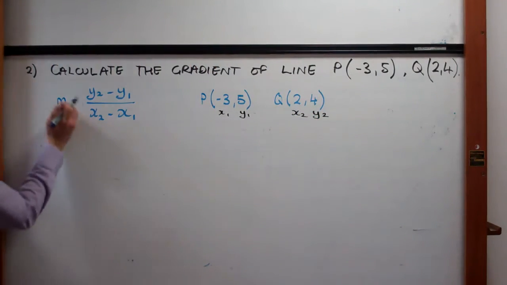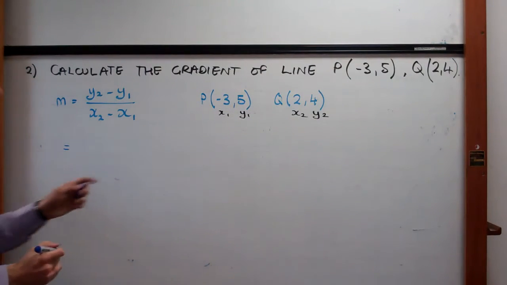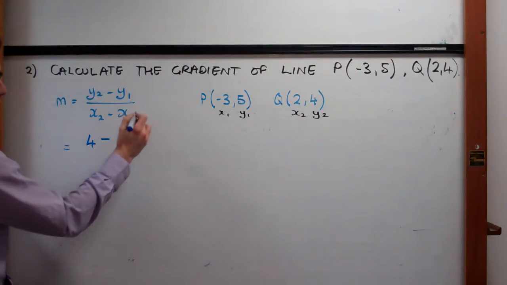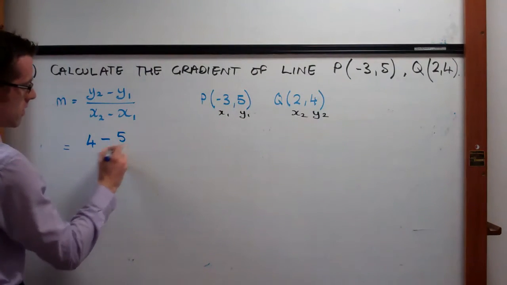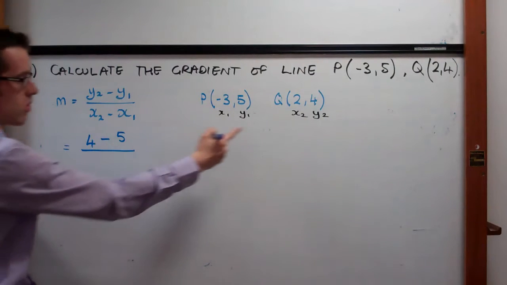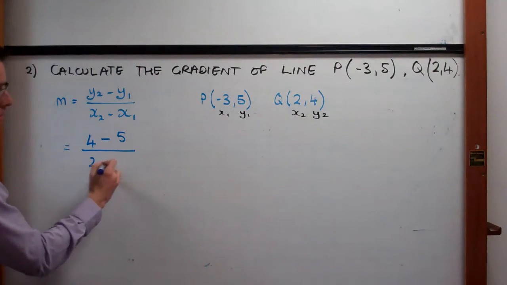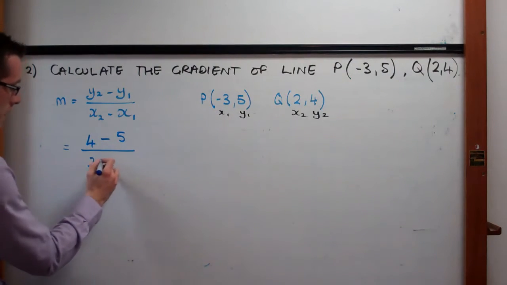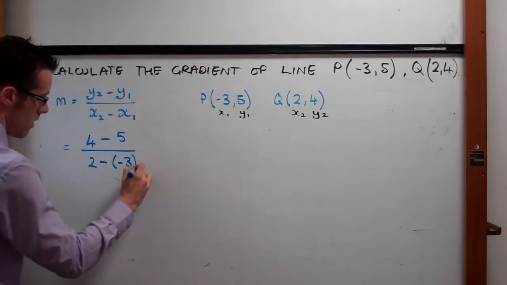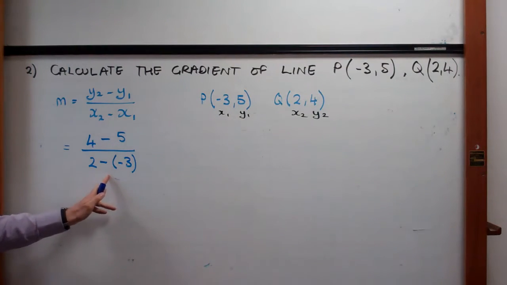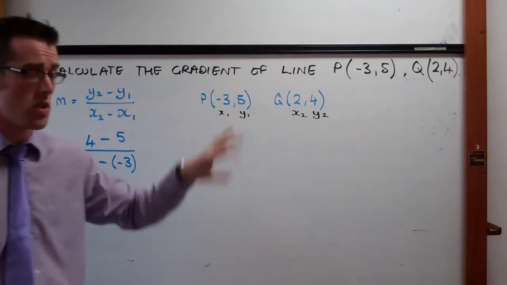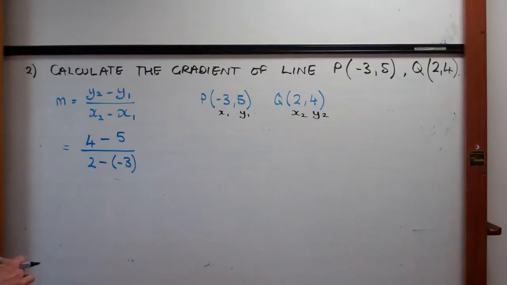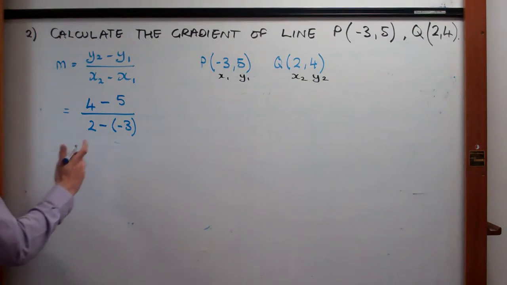So, from here, all we do is we say y2 is 4, y1 is 5, x2 is 2, and x1 is negative 3. Now I'm taking away negative 3, okay? So you just got to be really careful with the signs, especially when you've got negative coordinates. As soon as you see negative coordinates, you really need to think, I need to be careful with signs on the bottom. Okay? So, again, a couple of little sums.